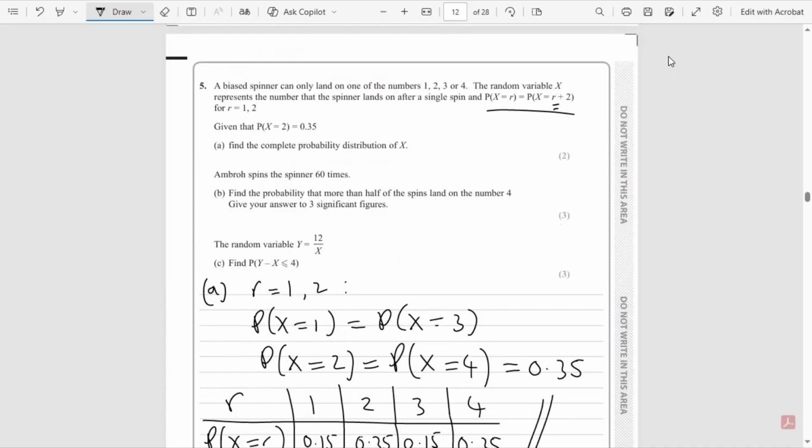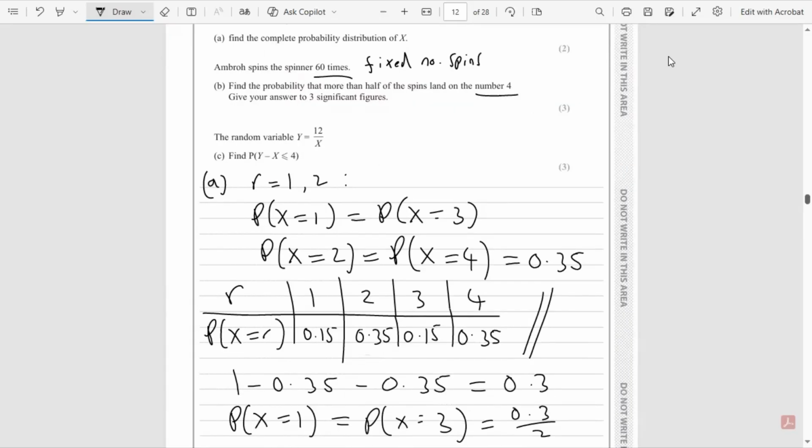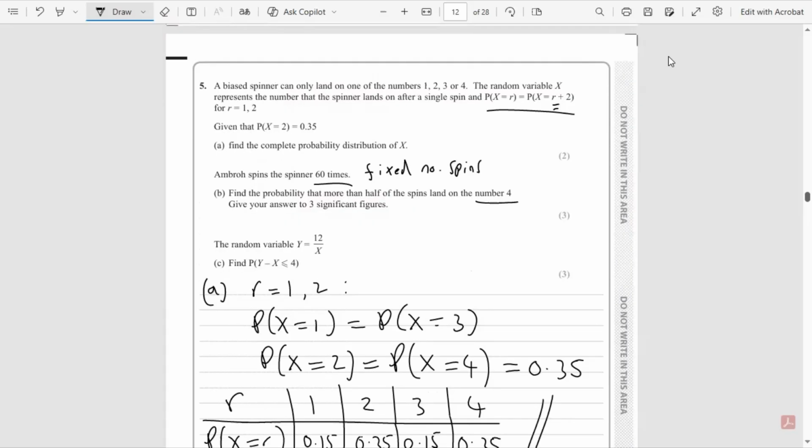Now for part B, so Ambro spins the spinner 60 times. Find the probability that more than half of the spins land on the number 4. Give your answer to 3 sig figs. So we're spinning the spinner 60 times. So we've got here a fixed number of spins, or you could think about this as a fixed number of trials. And then we have a fixed probability of landing on the number 4, which we just found to be 0.35 from our table. So what distribution do you think this is?